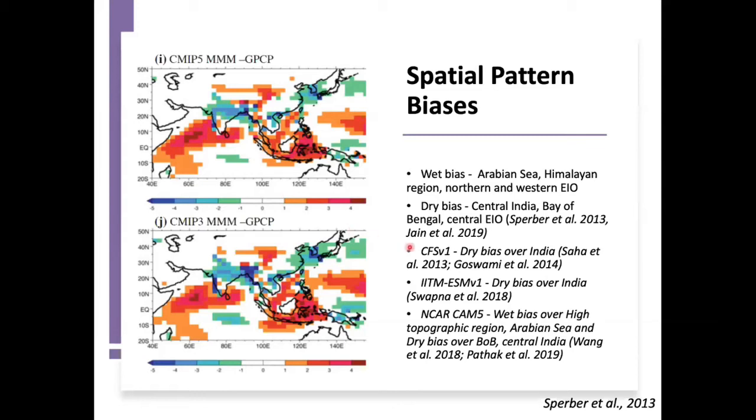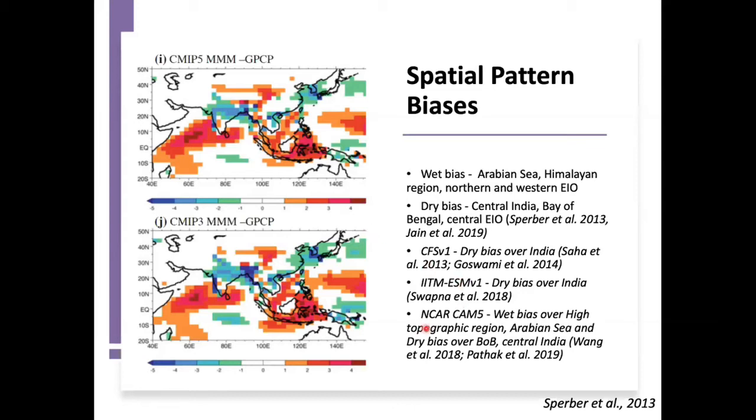If we look at CFS V1, the IITM model, there also we have the dry bias over India as reported in some of the papers. Even in the IITM ESM version 1, the dry bias was there. Of course, things may be improving, but overall the dry bias is still there.